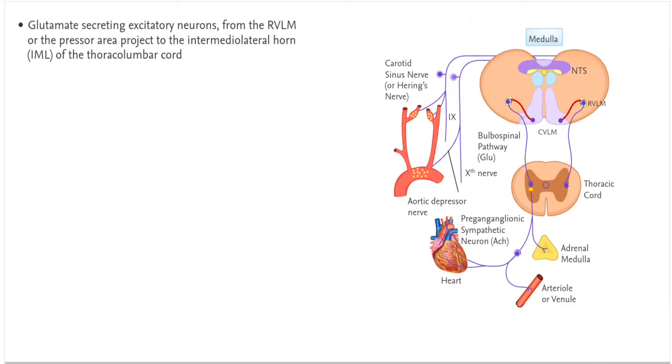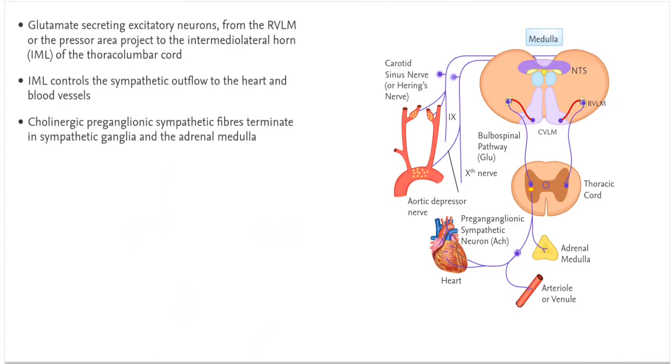Glutamate-secreting excitatory neurons from the RVLM or the pressor area project to the intermediolateral horn, IML, of the thoracolumbar cord. IML controls the sympathetic outflow to the heart and blood vessels. Cholinergic preganglionic sympathetic fibers terminate in sympathetic ganglia and the adrenal medulla.